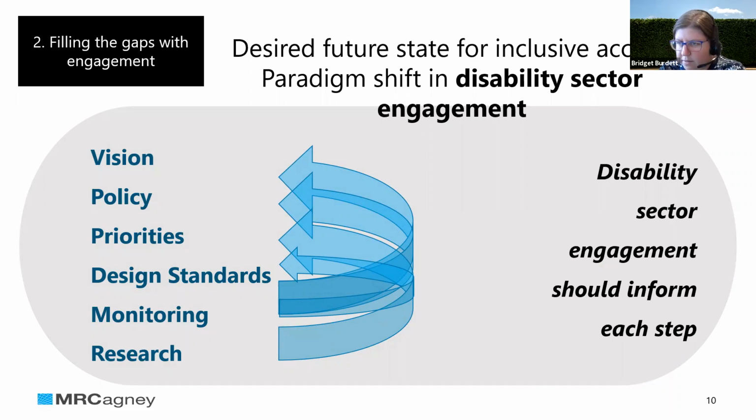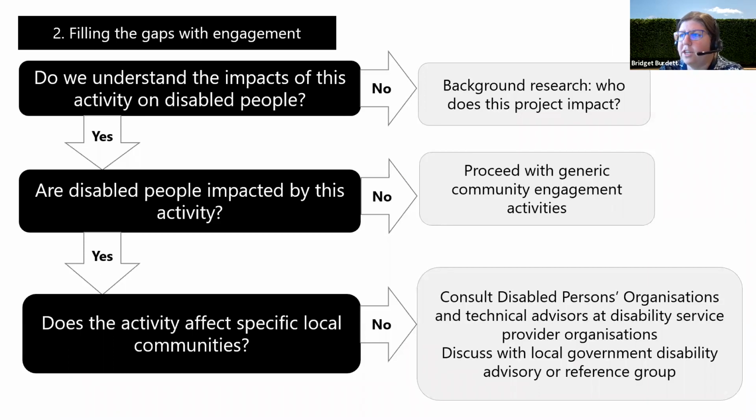And in the absence of those numbers, this is where we get to disability sector engagement. We don't have any data about participation or whether a new raised crossing actually improves accessibility. So we need to ask the experts whether it's a good idea or not. So disability sector engagement should inform every step of this process. I'm going to go through a flowchart that I have published that can help us understand how to do that.